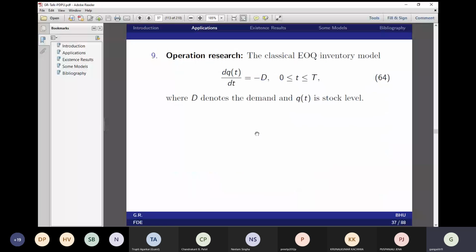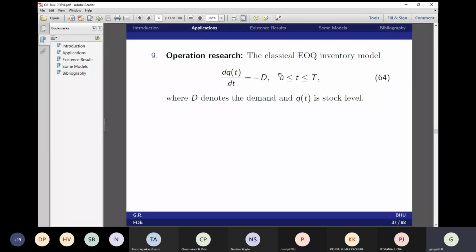Operation research: you can also use the theory of fractional calculus in operation research. When we use fractional calculus, the classical EOQ theory inventory model is basically represented by equation 1644, where D denotes the demand rate and Q(t) is the stock level.